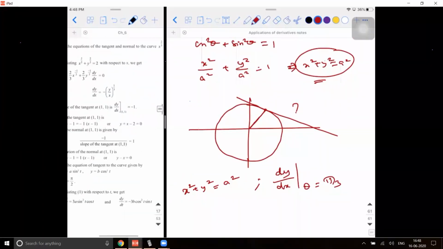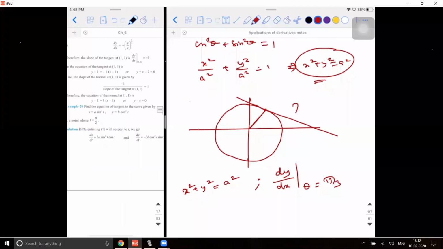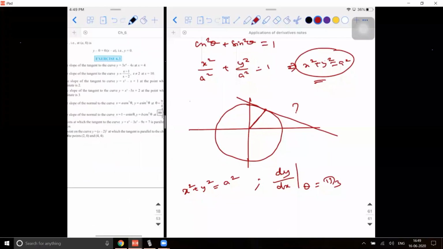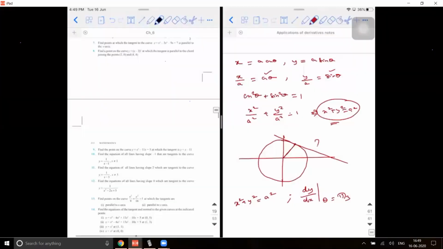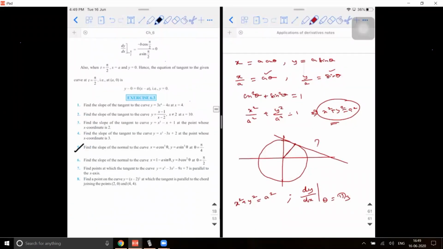For example, you'll understand why I explained this. Find the equation of tangent to the curve, Example 20, if you see, x is equal to a sin cube t and y is equal to b cos cube t. It is some parametric coordinate for some curve. We don't know what curve it is. That is one case. Similarly, you have questions like this. Fifth one: find the slope of the normal to the curve x is equal to a cos cube theta and y is equal to a sin cube theta, at theta is equal to pi by 4. They have not given you the curve. What have they given you?